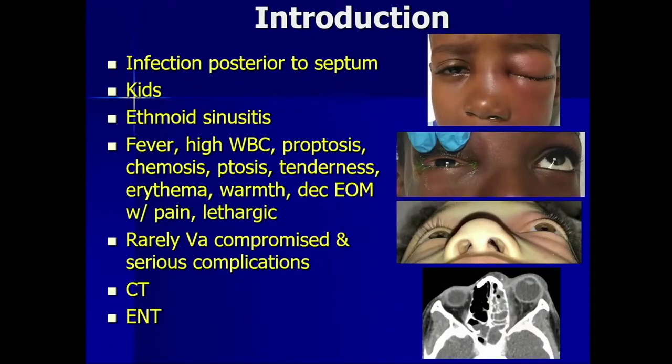So as a review, we will all remember that orbital cellulitis is more commonly seen in children. It is almost always the direct extension from adjacent ethmoid sinusitis. We know the typical signs and symptoms. These children are sort of sick in appearance: fever, leukocytosis, proptosis, and the other ones listed there. Luckily, rarely is vision compromised or other serious complications such as cavernous sinus thrombosis or meningitis seen. I think CT is universally needed to examine the orbit and the sinus radiographically, and then we lean on our otolaryngology colleagues to take care of the sinusitis when present.